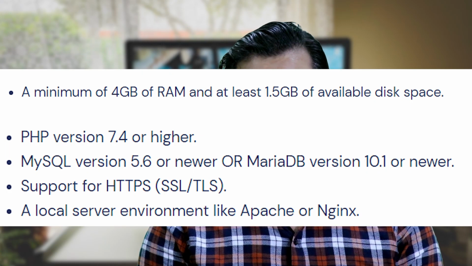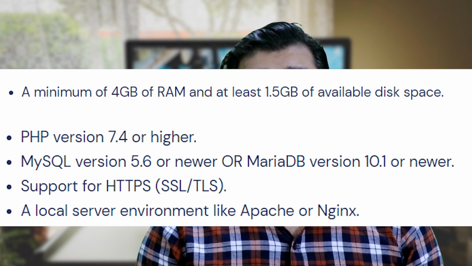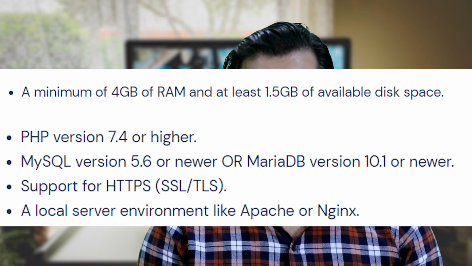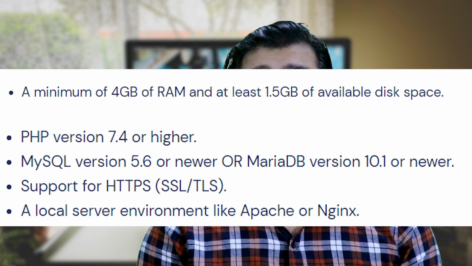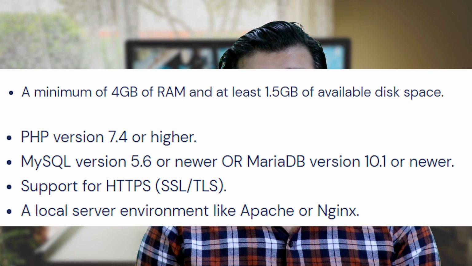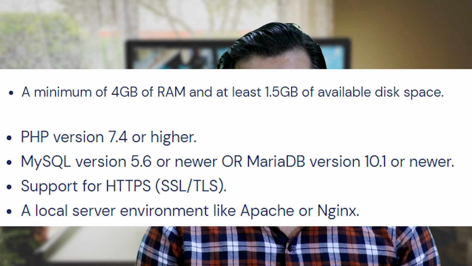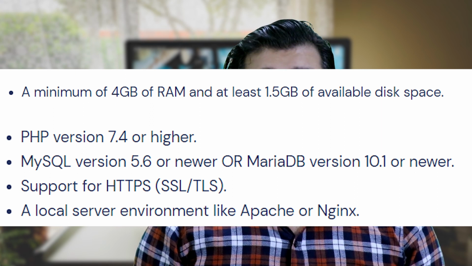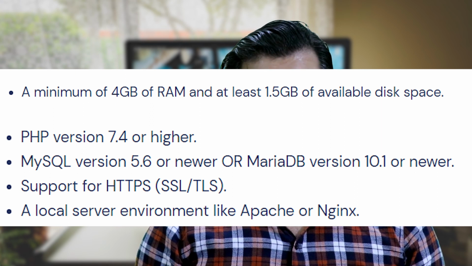In hardware specification, a minimum of 4 GB of RAM and at least 1.5 GB of available disk space is required, whereas software specifications are PHP version 7.4 or higher, MySQL version 5.6 or newer, or MariaDB version 10.1 or newer. Support for HTTPS, SSL, or TLS. A local server environment like Apache or Nginx. For larger websites or customized setups, it is advisable to have more disk space available.